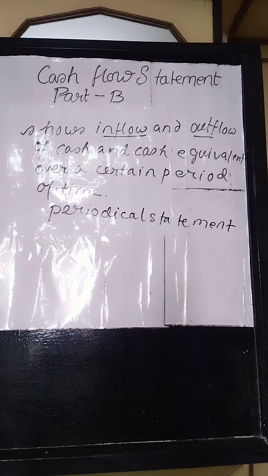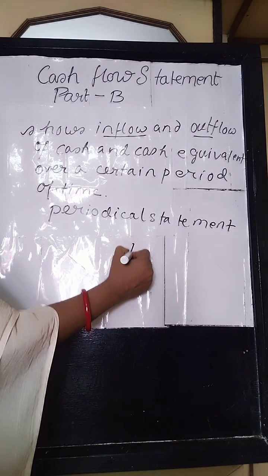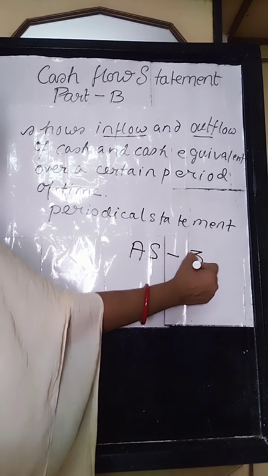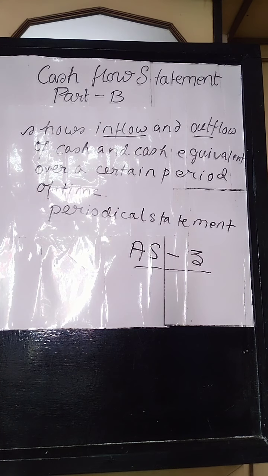A cash flow statement is called a periodical statement because it is prepared for, say, a year or a month. It is prepared for a certain period of time, and it follows Accounting Standard 3, that is AS 3. So a cash flow statement is a statement of cash inflow and outflow arising from the disposal or purchase of any asset, or repayment of any liability, or a liability brought into the business.